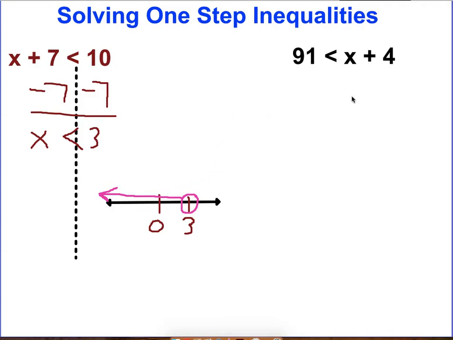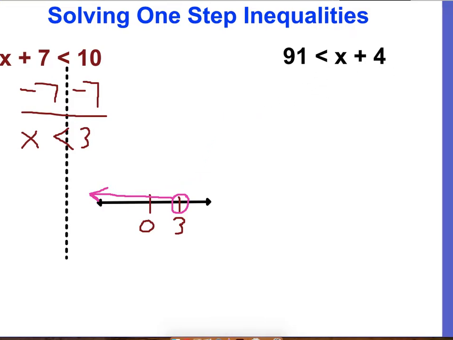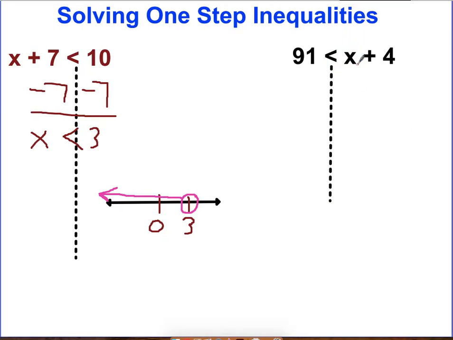Let's look at our other example. 91 is less than x plus 4. Let's draw our line down the inequality sign, and let's look at inverse operations. Here's where we have x, so I'm going to do minus 4. That's the opposite of plus 4. And then I'm going to get 87 is less than x.